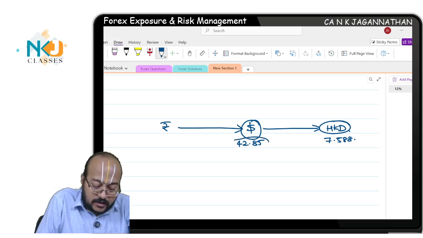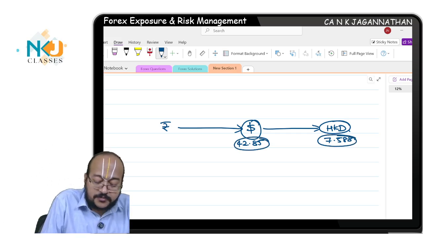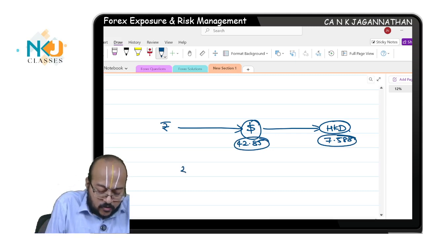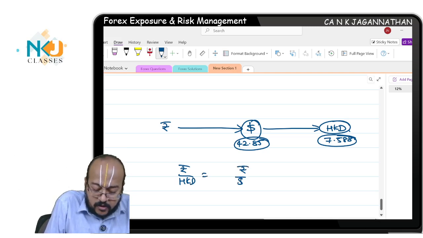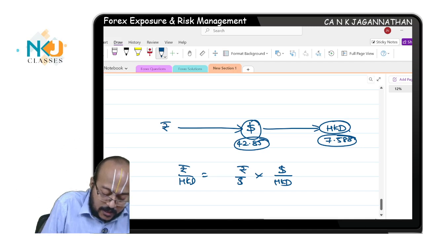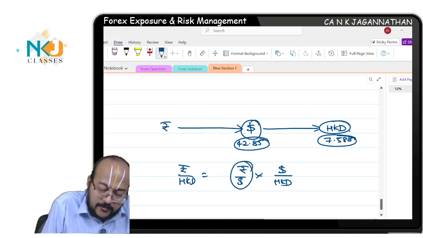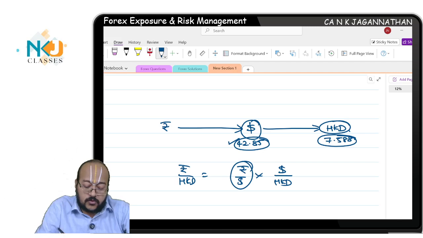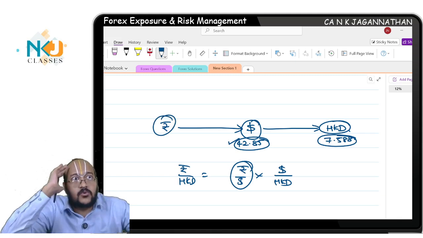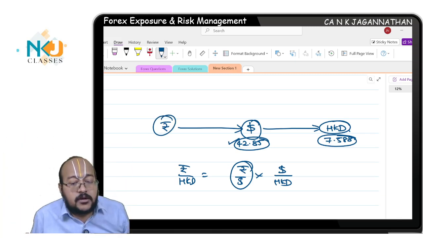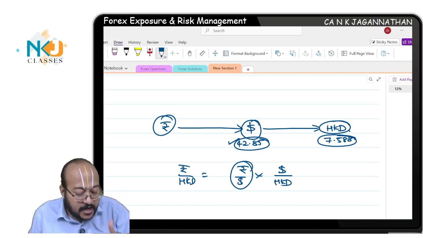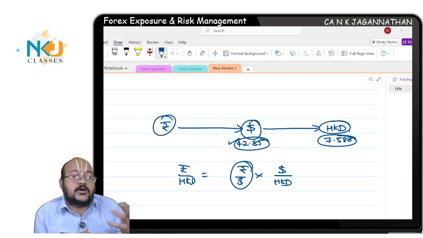Now you tell me this is the rate you should apply. Now substitute in the equation. Equation you already did. Rupee per Hong Kong dollar is nothing but rupee per dollar into dollar by Hong Kong dollar. Agreed? Now tell me, children, what will happen? Here rupee per dollar is directly given. What rate will you use? The offer rate you will use. First you decide what is to be sold and bought, and you decide which rate to be considered, bid rate or offer rate. Thereafter you fit into this equation and find out the appropriate cross rate.